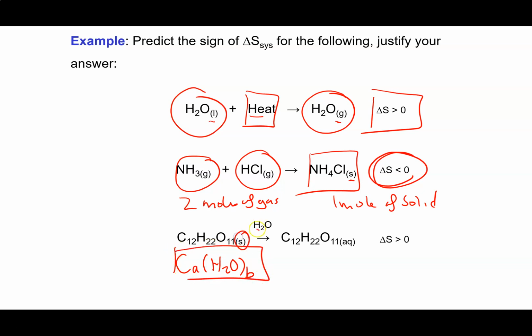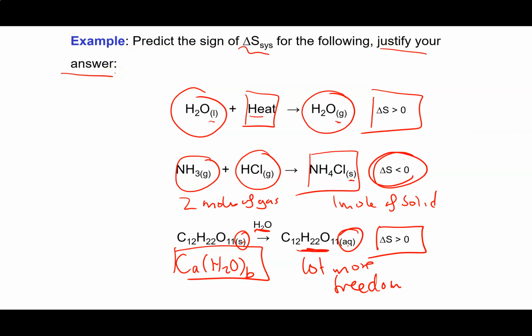It's solid. I'm dissolving it in water to generate an aqueous solution. So here, the number of particles isn't changing, but what's changing is I'm going from solid to aqueous, so these particles are going to have a lot more freedom. So for that reason, I'm going to predict that this process of dissolution would be delta S positive. This is something that you're going to be asked to do: predict the sign of delta S for a particular system, and explain how you arrived at your prediction.